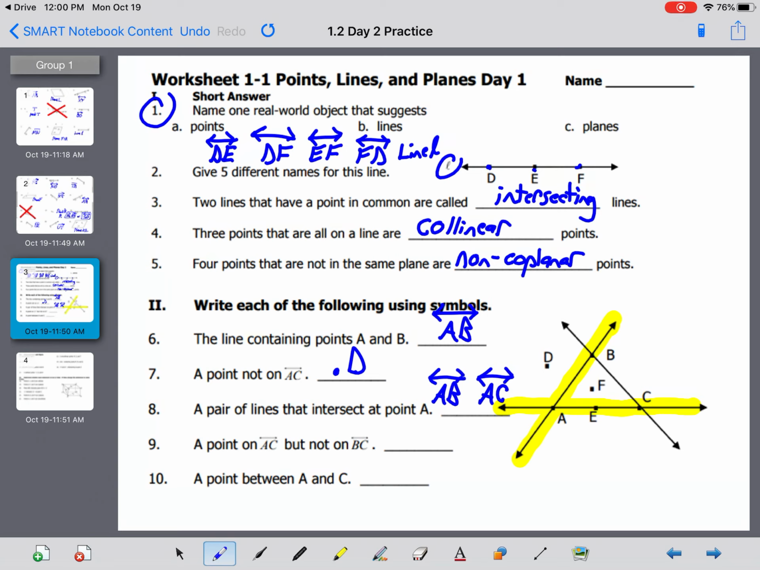A point on AC but not on BC. So this time it needs to be on AC but not on BC. And the only point that's not, well, actually there's 2 of them, either point A or point E. A point between A and C, well, that would be point E.